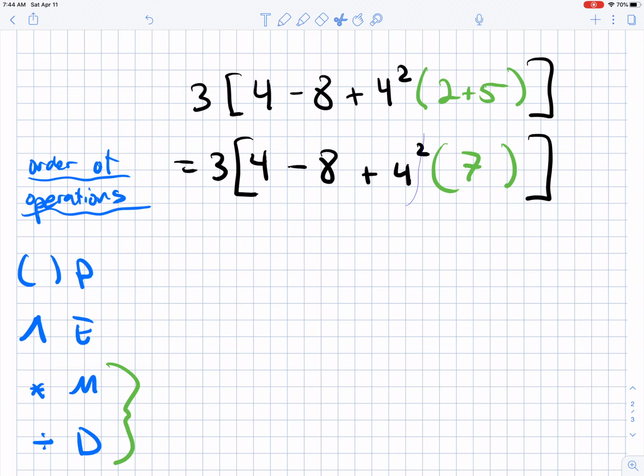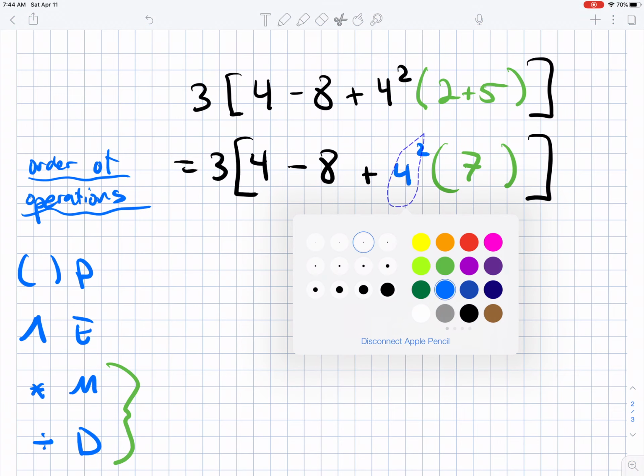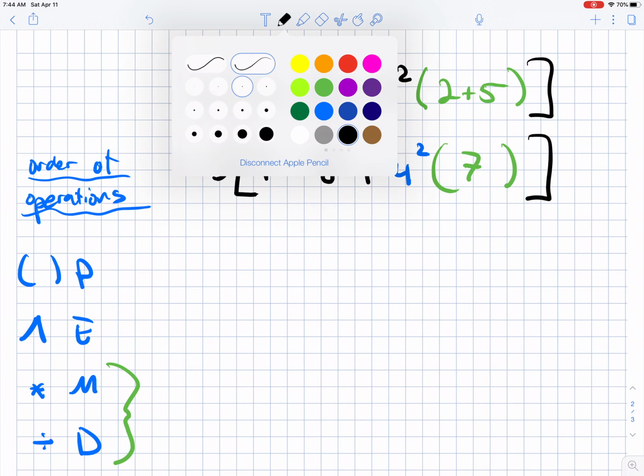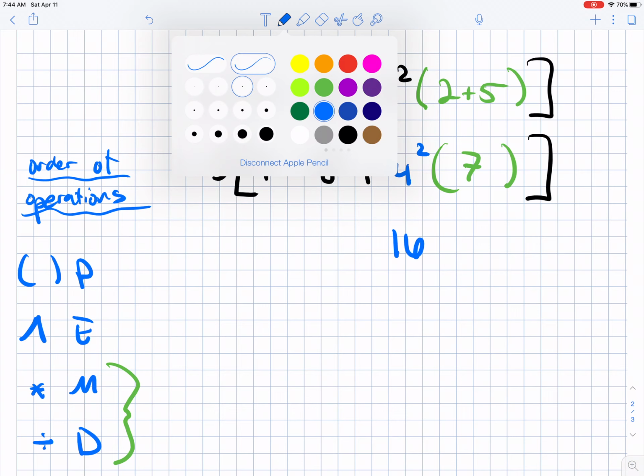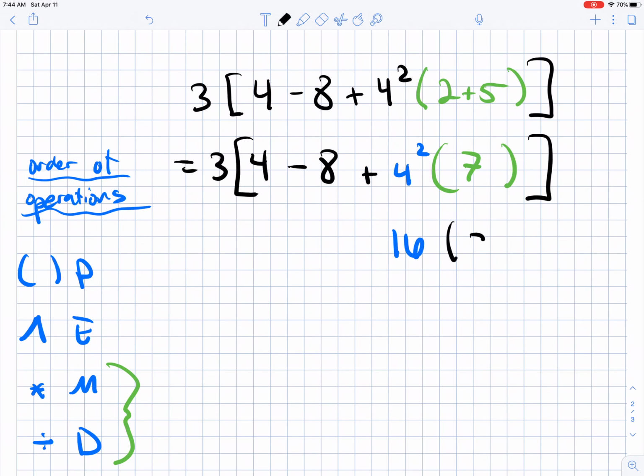Let's be consistent, so let's change that to blue. So next, that 4 squared becomes 16. I'm just going to bring everything else down. So the times 7 comes down, that comes down, this comes down, down, down, down. Right?